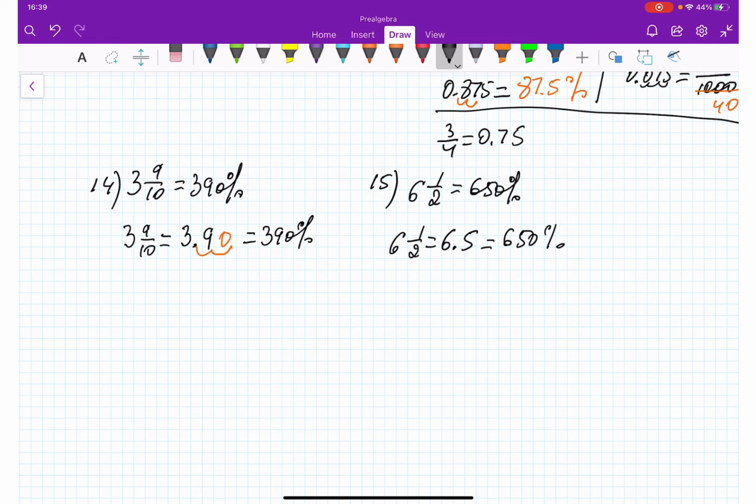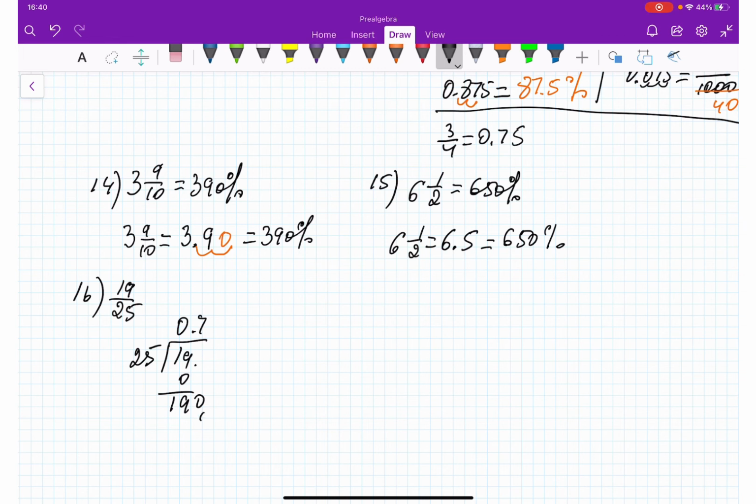Number 16. Write the fraction as a percent. 19 over 25. We can't go to percent until we convert into decimal notation. So 19 over 25. It's going to be 0, right? 0, 190. So how many times? 7 times 2 is 14. We have 19. Should be safe.